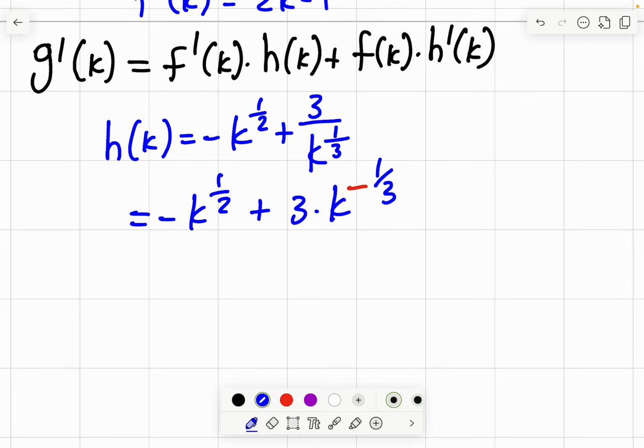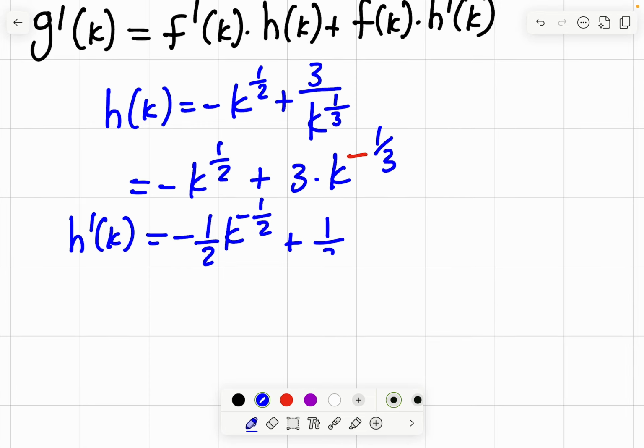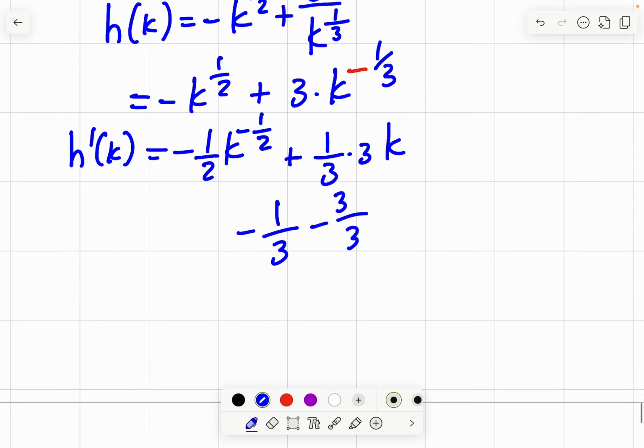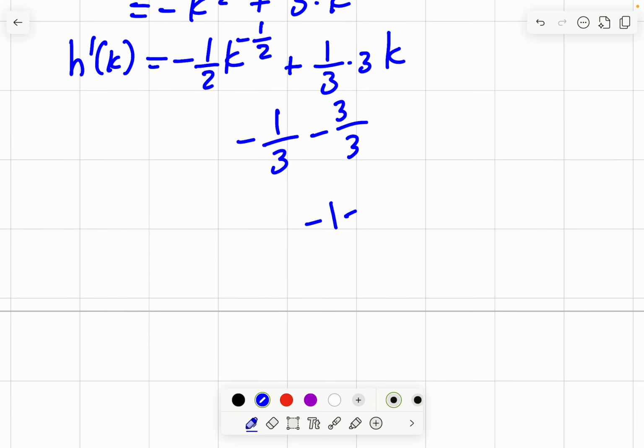So now I can start deriving that thing. It means I must find h prime of k. Deriving that thing, I'm going to be left with negative 1 over 2. Then I subtract 1 from 1 over 2. I remain with negative 1 over 2. Plus, I drop that thing again. I have 1 over 3 multiplied by 3. Therefore, I subtract 1 from 1 over 3, which is the same as 1 over 3 minus 3 over 3. It means I'm going to have negative 1, negative 3, all divided by 3.